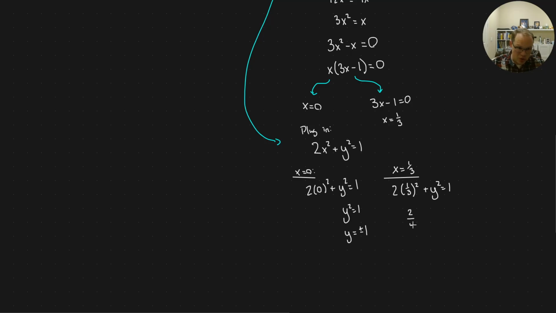So I get 2/9 plus y squared equals 1. Subtract the 2/9 to the other side. 1 minus 2/9, that'd be 9/9 minus 2/9, so that's going to be 7/9. If I take the square root, y is going to be equal to plus or minus √7/3. Okay, so that gives me two more possible answers. When x is 1/3, y could be positive √7/3 or negative √7/3.